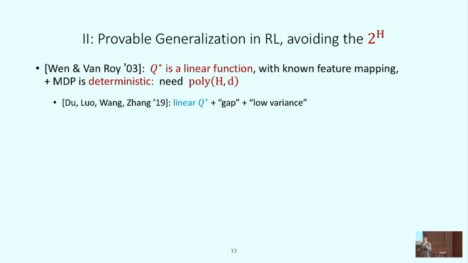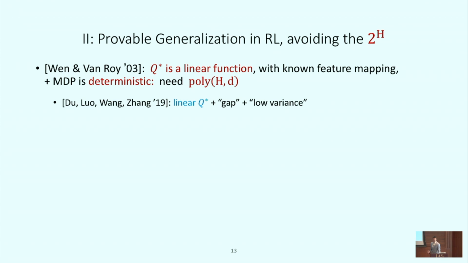Really, after that, we just explore lots of different assumptions for when we can avoid either an explicit dependence on the number of states in the world or an explicit exponential dependence on the horizon. Okay, so a few of the results are, for example, we can assume that this optimal state action value, this optimal one-step look ahead, is a linear function with some known feature mapping and our MDP is deterministic, then we're good. Okay, then there's an algorithm that does it.